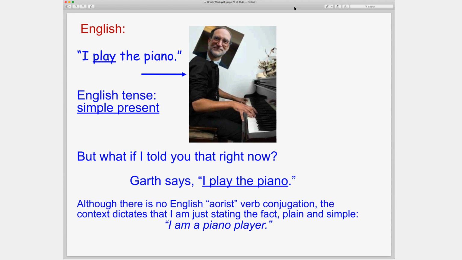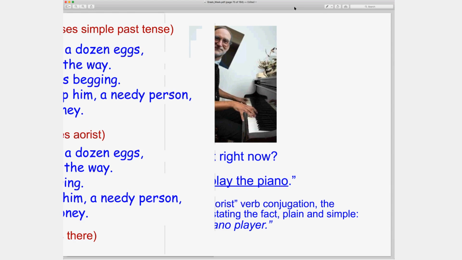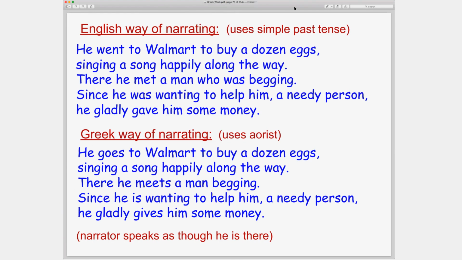Believe it or not, we do have an implied aorist tense in English. In that example that I gave, I'm going to go back a slide. He goes to Walmart to buy his dozen eggs. I'm speaking in an implied aorist tense. I'm not specifying when I did it.